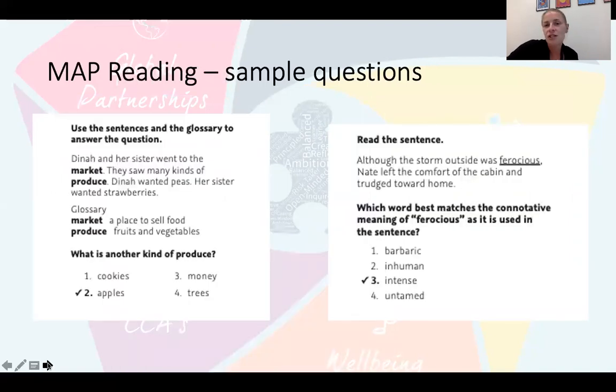So the reading questions, here are some sample questions. On the left, we have some words in bold there. Dinah and her sister went to the market. They saw many kinds of produce. And then it's giving them a glossary and it's asking them to find different patterns, link different bits of language, so maybe some word definitions. And then we have a slightly harder question on the right-hand side. Although the storm outside was ferocious, Nate left the comfort of the cabin and trudged towards home. And then asking them to use their inference skills to find the best match for the word ferocious.